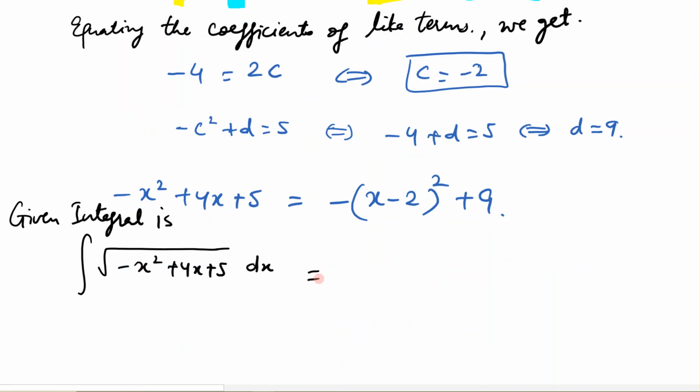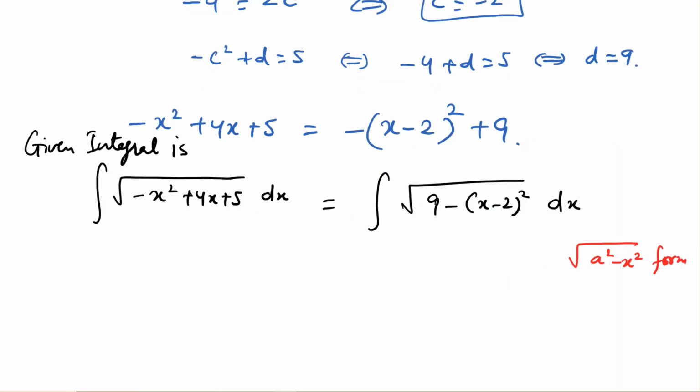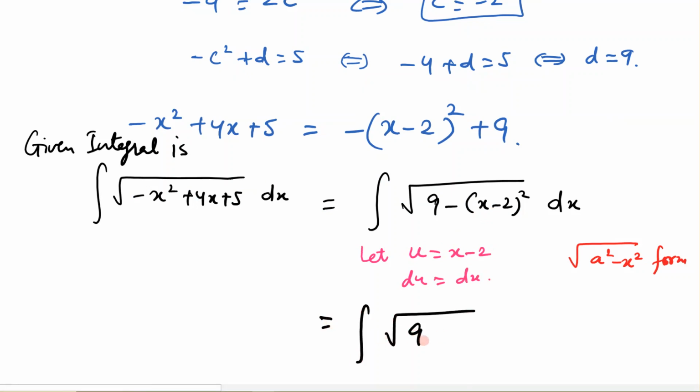Thus we can see that our given integral is of the form square root of 9 minus (x minus 2) whole square dx. So this is of the form square root of a square minus x square. If you want, you can use the substitution u is equal to x minus 2. So du should be dx. So our integral becomes square root of 9 minus u square du, and which is of this form.